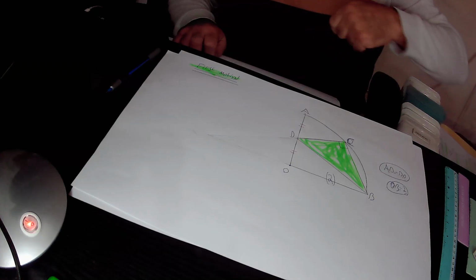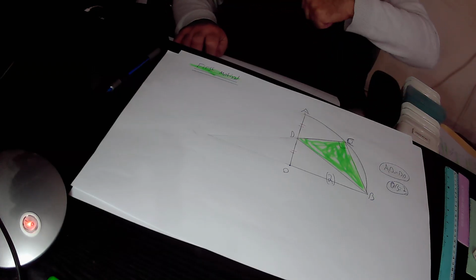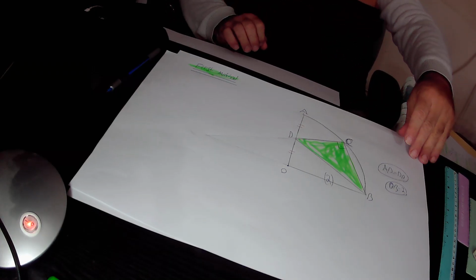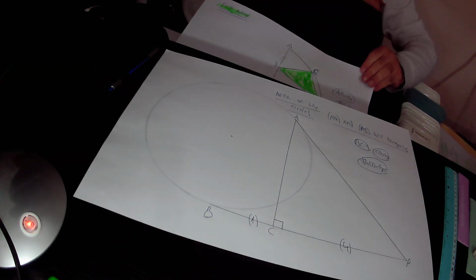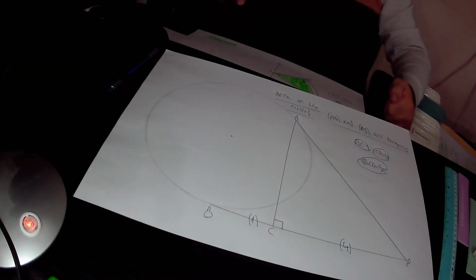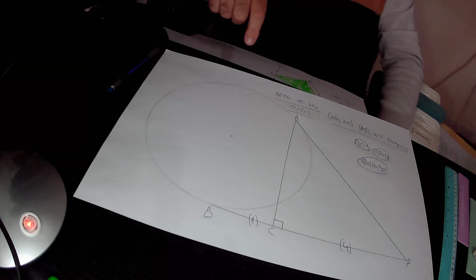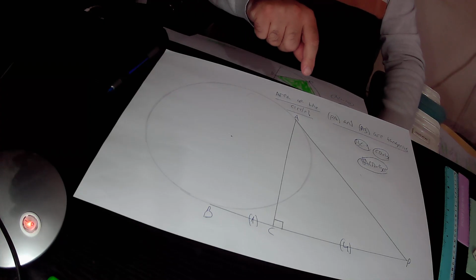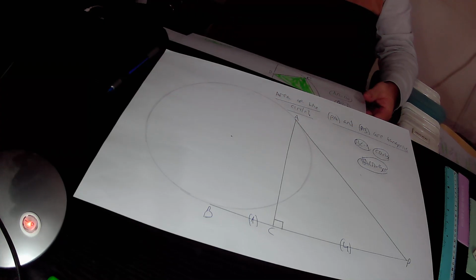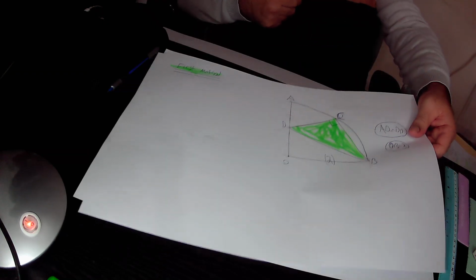Hello, in this lecture we'll answer two questions. In the first question we find out the area of this green shape using two different methods. And in the second question we find out the area of this circle that intersects with this right triangle ACP. So we start with the first question.